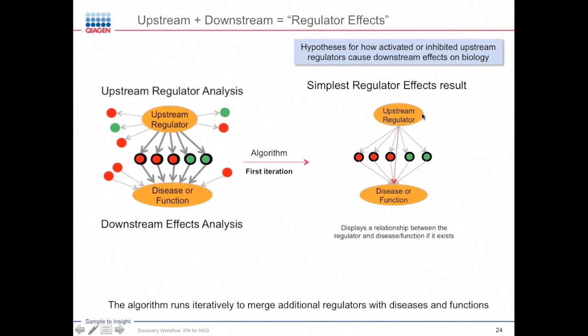And sometimes it is a case where we know in the knowledge base, it's known in the literature that an upstream regulator has an effect on the disease or function. If such a connection is known, it'll be shown to you in IPA, but it doesn't require that. So you can find novel upstream regulator disease function relationships, via sort of bootstrapping via the data set targets.